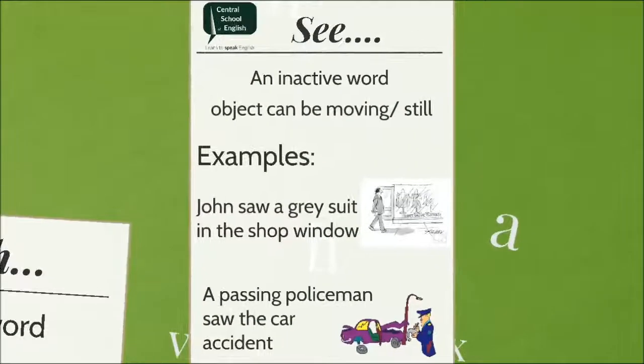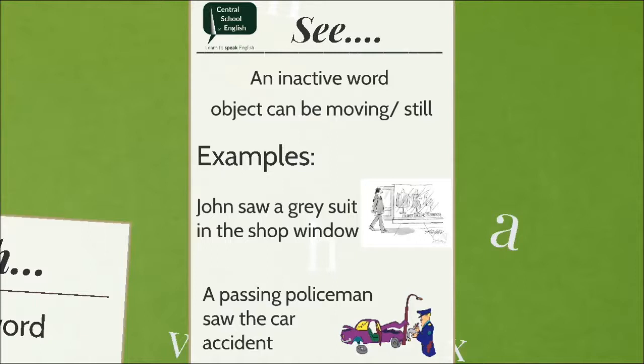The word see is an inactive word. When we see something, we notice it without actively looking for it. When we see something, we do this without thinking. What we see can be moving or not moving.